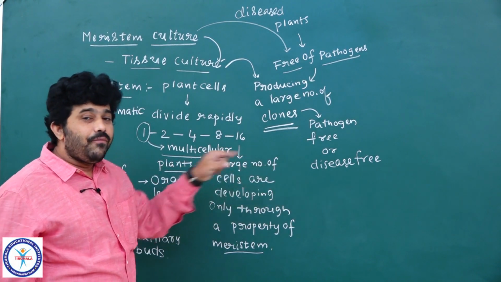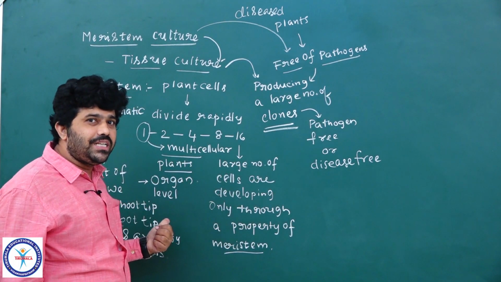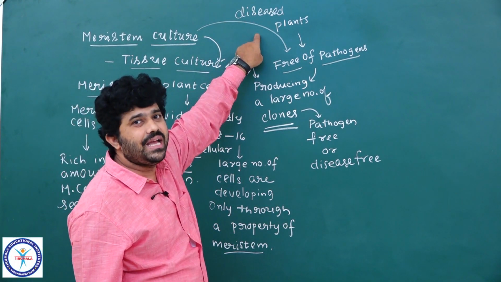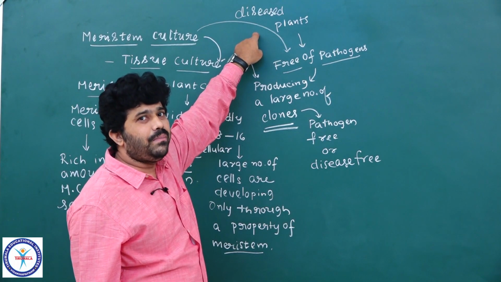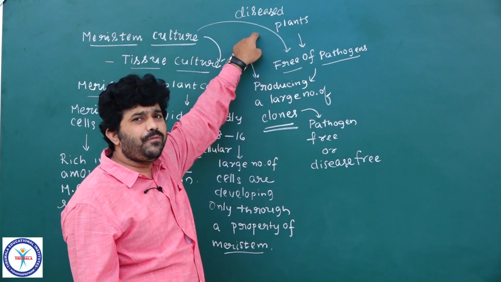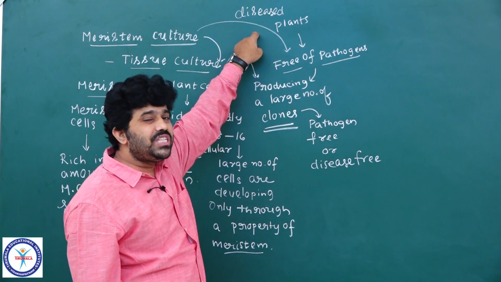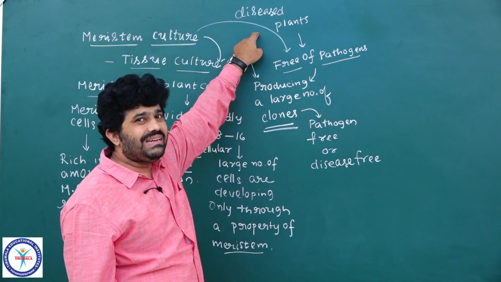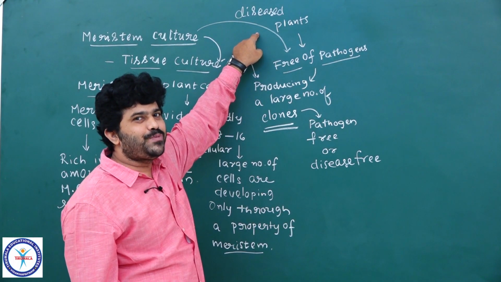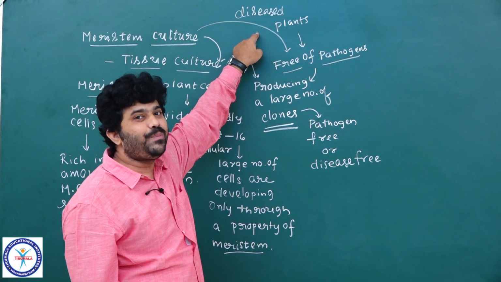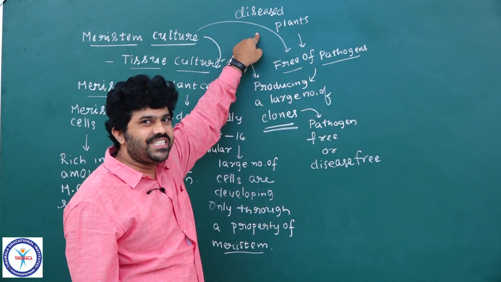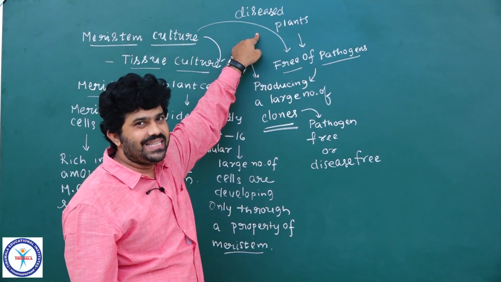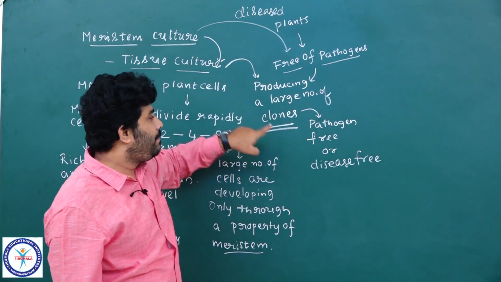Understood? From which plant are we getting these meristematic tissues? We are getting these meristematic tissues or cells from the diseased plant. Why? For the production of young generations that are disease free and pathogen free. Because the required character, like high yielding, is present in the diseased plant. Though the parental plant is diseased, the young generations are not carrying the disease or disease causing organisms like pathogens.